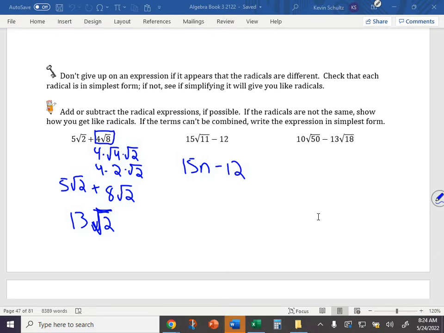Right? One has an n, one doesn't. We can't just give the other one an n. There's nothing to multiply, simplify by. We would be stuck there. This would be in simplest form here.